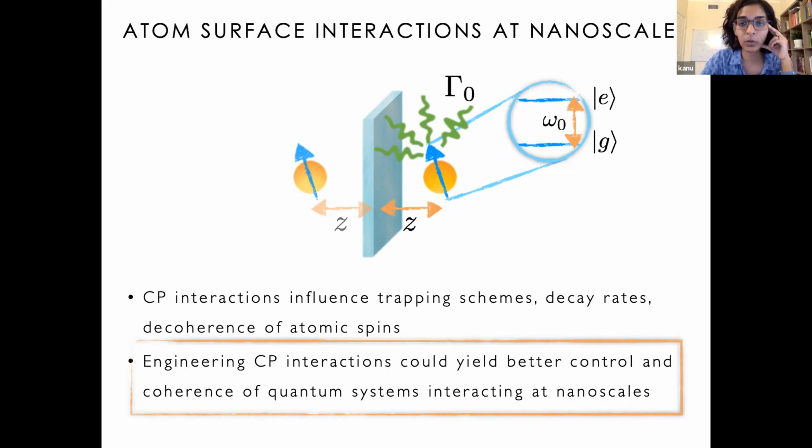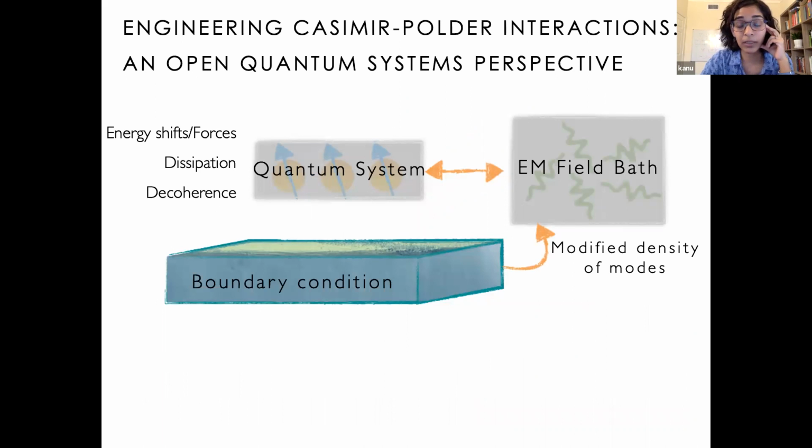All right, so how can we do that? We can think of the bigger picture problem from an open quantum system perspective, which is something like this. Here we have our quantum system, which is open to interacting with an electromagnetic environment or an electromagnetic field bath. The density of modes of this environment is modified in the presence of some boundary condition, okay? And as the system and the bath interact, there are all these interesting fluctuation phenomena that we'd like to be able to control. In this schematic, we can see some ways that we can engineer these effects.